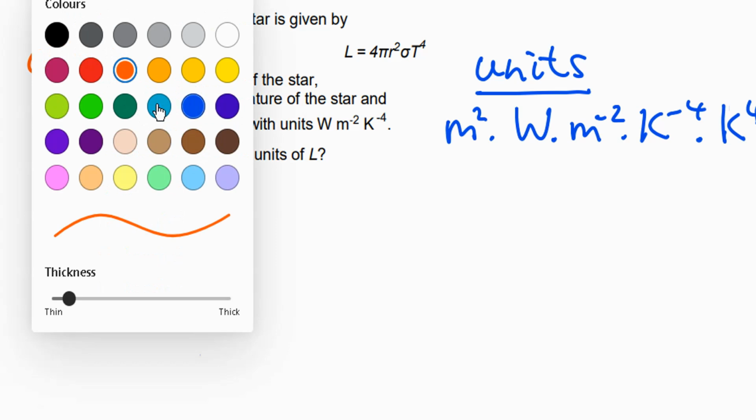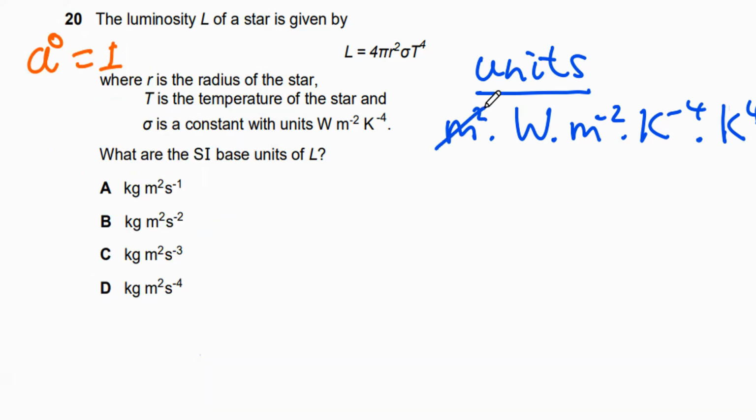So essentially, m squared here cancels with m to the -2. Then the same with the k's, we can add the powers. -4 plus 4 is 0, and k to the 0 is 1. So essentially these two also cancel, and we are left with W, which is the watt.